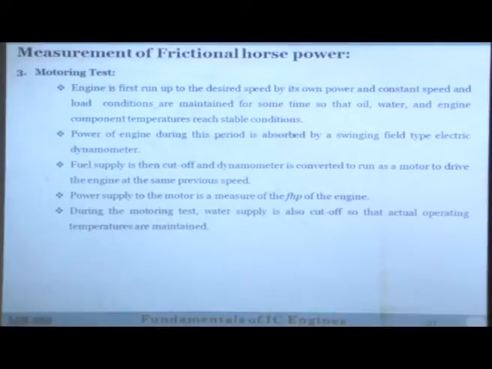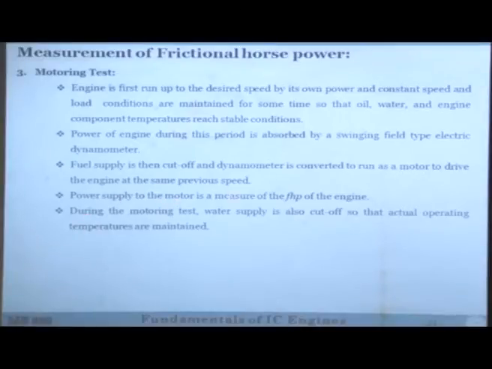So whatever power is being generated, you have a swinging field dynamometer attached to it, and then you cut off the fuel supply, and the engine practically stops firing. Then, since this is a swinging field dynamometer, you start providing current to it. When you provide current, it starts acting as a motor and rotates the engine. So now the engine is running at the same speed, not producing power, but the power is being supplied by the dynamometer acting as a motor, and motors have a very high efficiency of 98-99%. So the fuel supply is cut off and the dynamometer is converted to run as a motor to drive the engine at the same speed as before, and everything else is hot, in a stabilized condition.